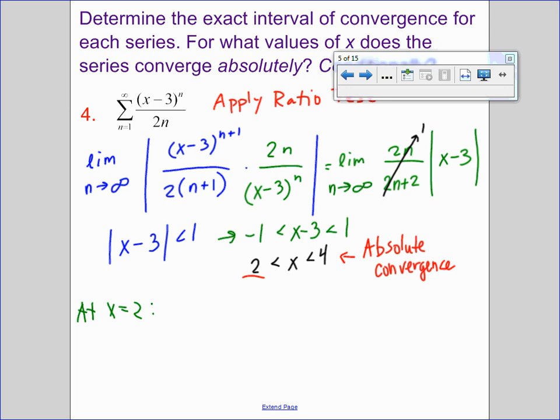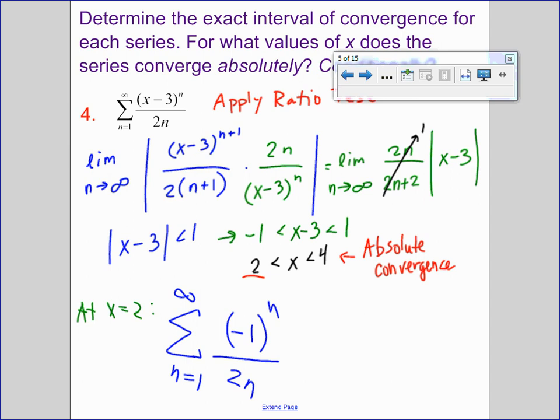At x equals 2, my original series becomes 2 minus 3 is negative 1, to the n over 2n, still from 1 to infinity. Okay, so we've got negative 1 to the n over 2n. Does this converge or diverge? Well, we can consider the absolute value of this expression to see if we converge absolutely.